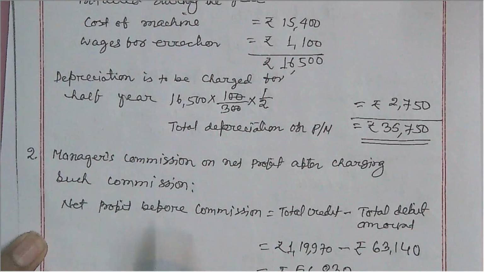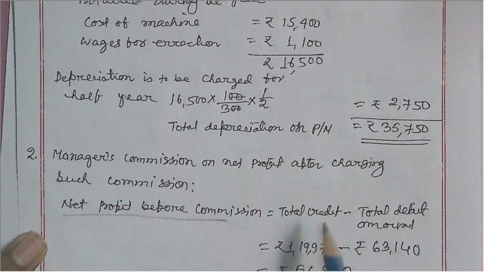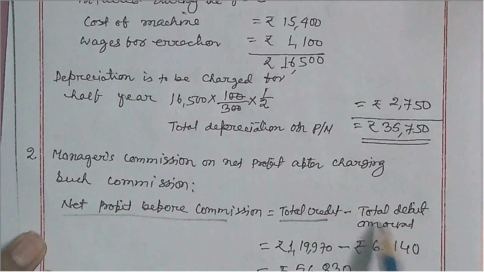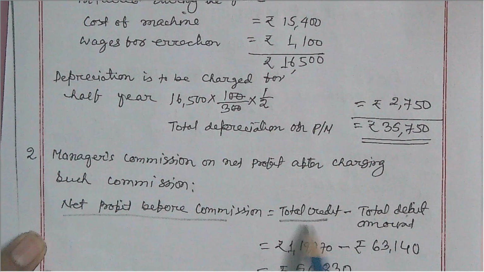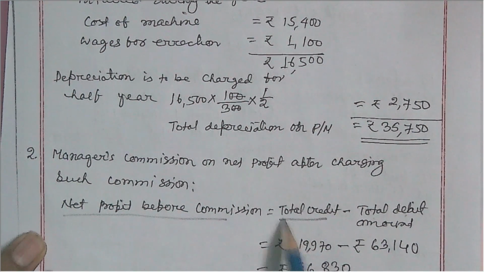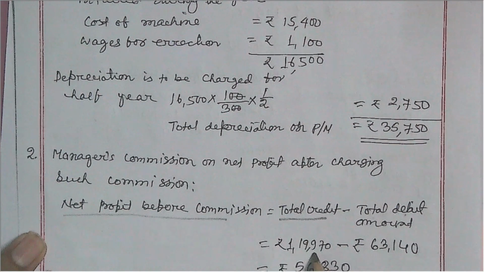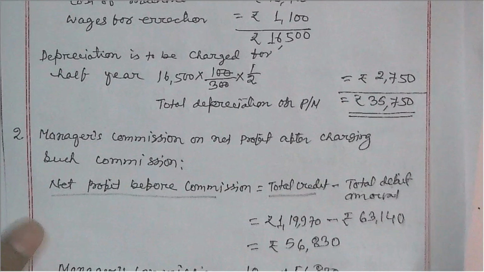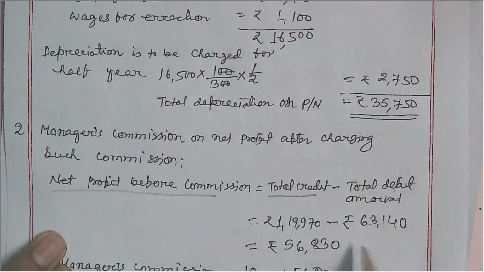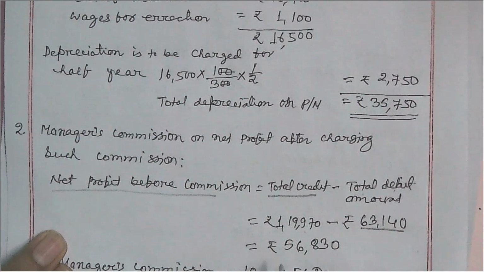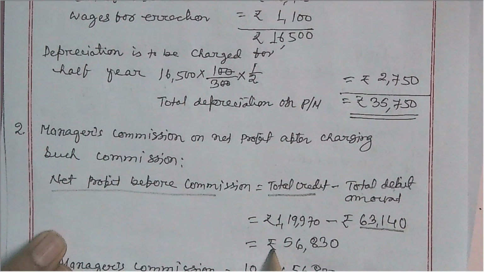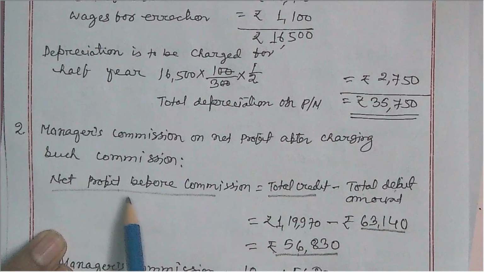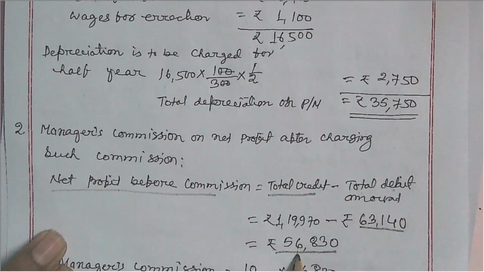Net profit before commission is total credit amount minus total debit amount. The total credit amount is 1,19,970, and the total debit amount is 63,140. So this is the profit, 56,830. This is the net profit before charging commission.